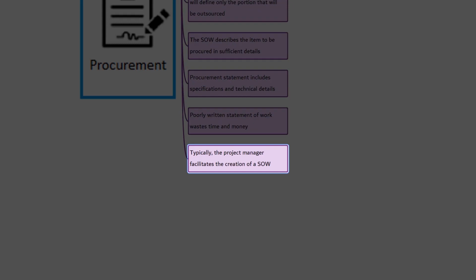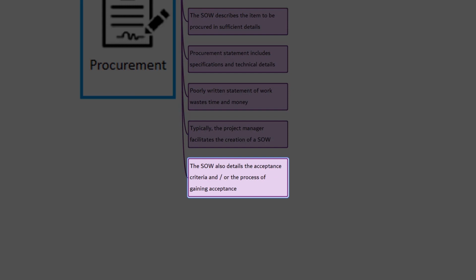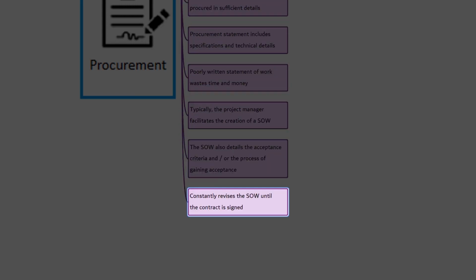Typically, the project manager facilitates the creation of an SOW. The SOW also details the acceptance criteria and/or the process of gaining acceptance. The SOW can be constantly revised until the contract is signed. I hope you remember the point that a contract is a legally binding document between the buyer and the seller. Once the contract is agreed between the buyer and the seller, any changes should be done through the change control process. Typically, those changes to the contract will cost money or delay or both.